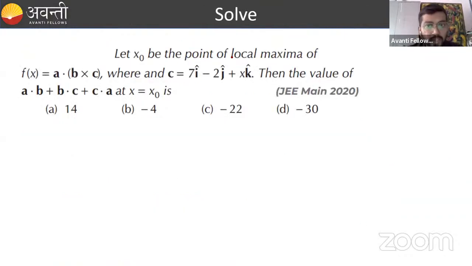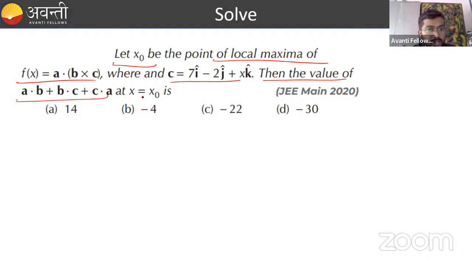Now let x naught be the point of local maxima for f of x, represented by C, then the value of A bar dot B bar at x equals x naught. So if someone, try to solve this question in a minute.